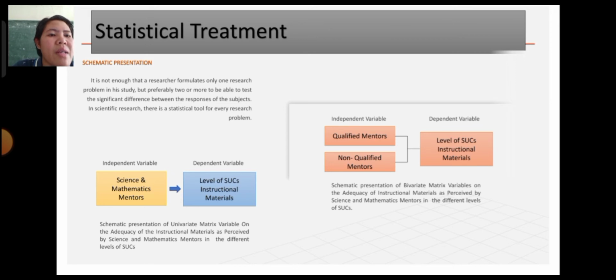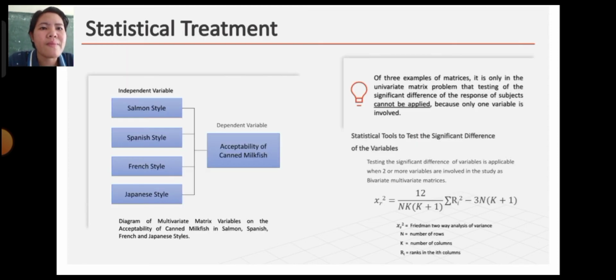materials. A schematic presentation of bivariate matrix variables on the adequacy of instructional materials as perceived by science and mathematics mentors in the different levels of SUCs.